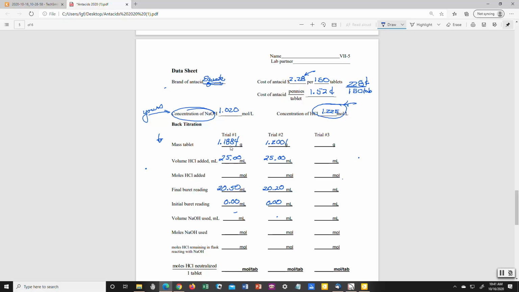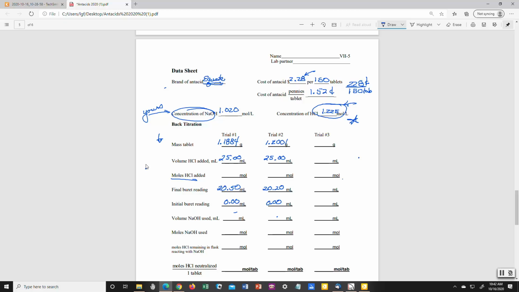Now this was data she wrote down here on the back titration. This was data she wrote down during her experiment. She massed the tablets. I'm only doing 2 of them. She massed the tablets and added the exact same amount of the standardized HCl to both Erlenmeyers. Remember, she labeled the Erlenmeyers so she knew which was which.